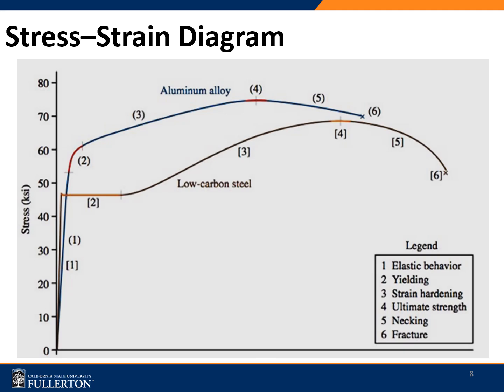So this is a general stress-strain diagram for two different materials, aluminum alloy and low carbon steel.